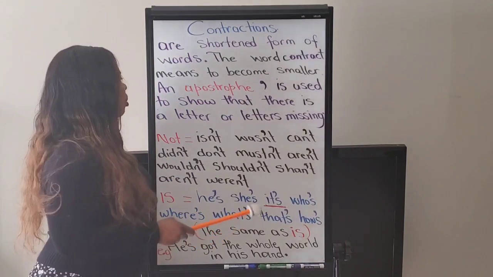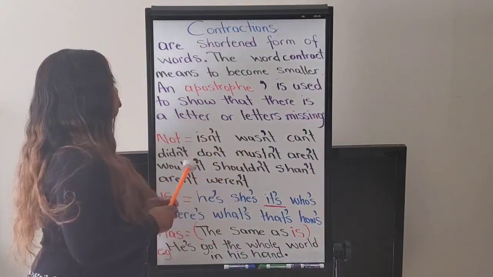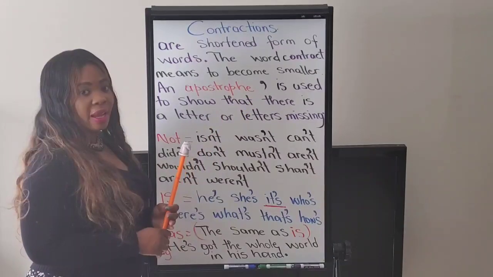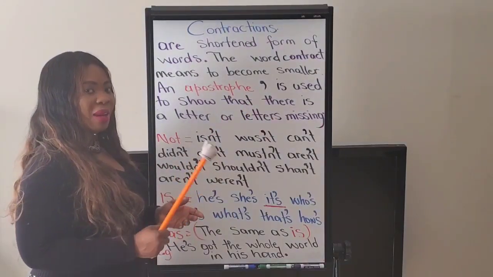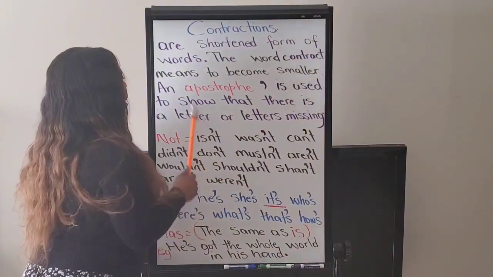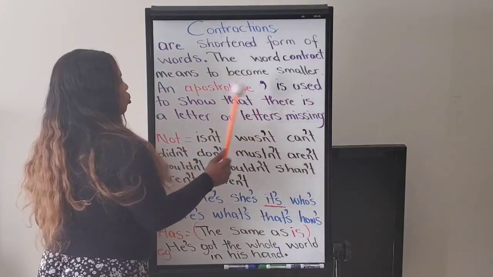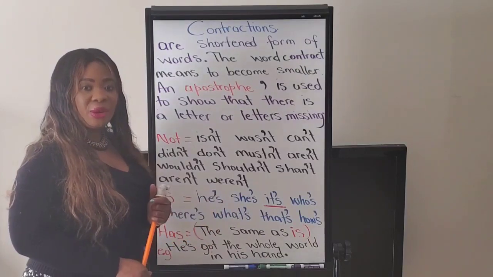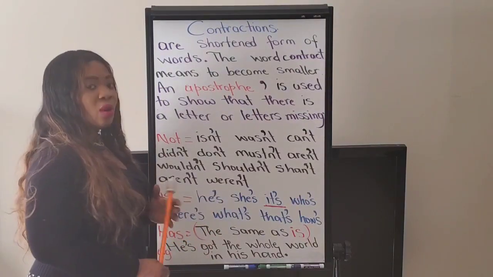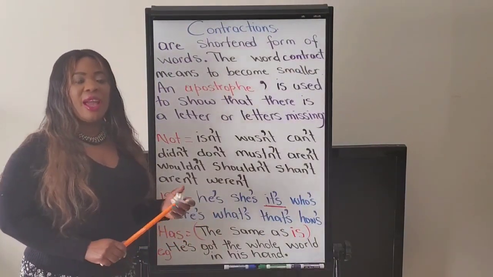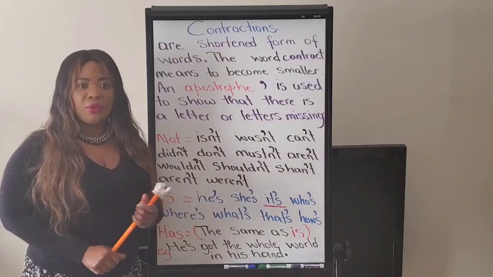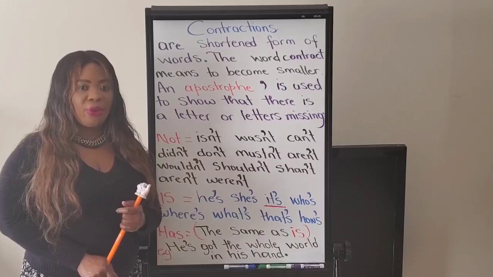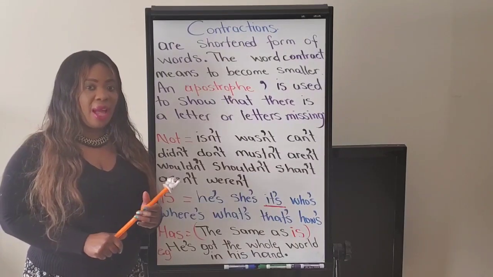Let's jump into it. An apostrophe, and this is what an apostrophe looks like, is used to show that there is a letter or there are letters missing from the word. So once you're looking at a contraction and you see that little apostrophe, it's telling you that there is a letter or there are letters missing from that spot.